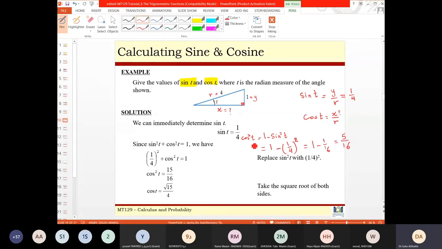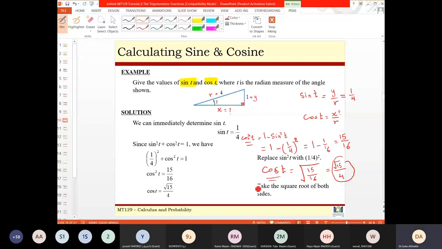This is cosine square. So cosine is actually the root of 15/16. The 15 remains inside the root, I cannot take it out. The root of 16 is 4. So this is my cosine t.